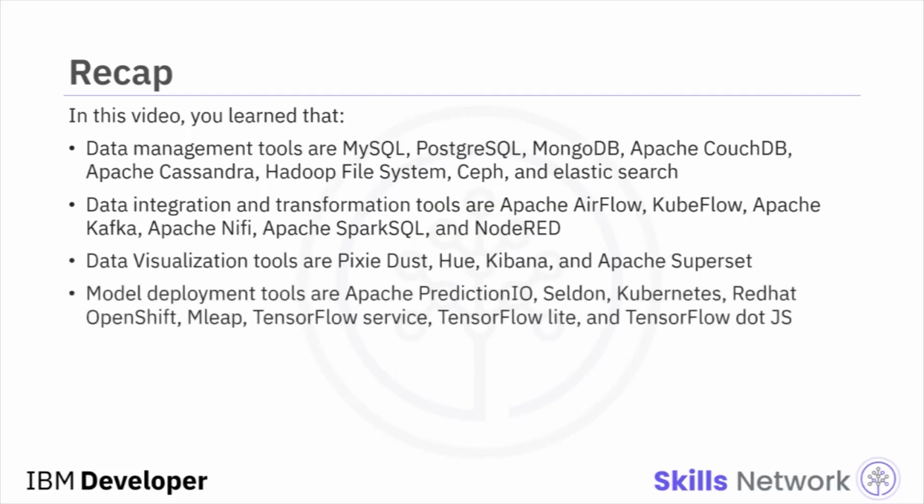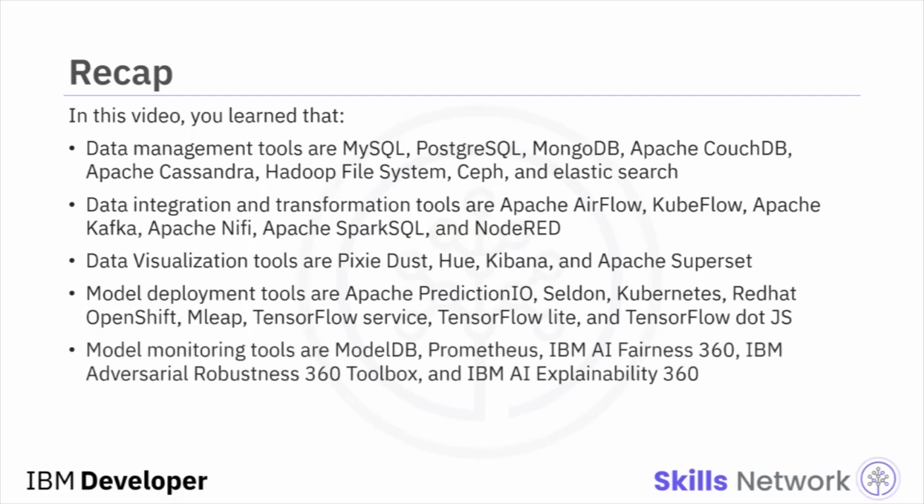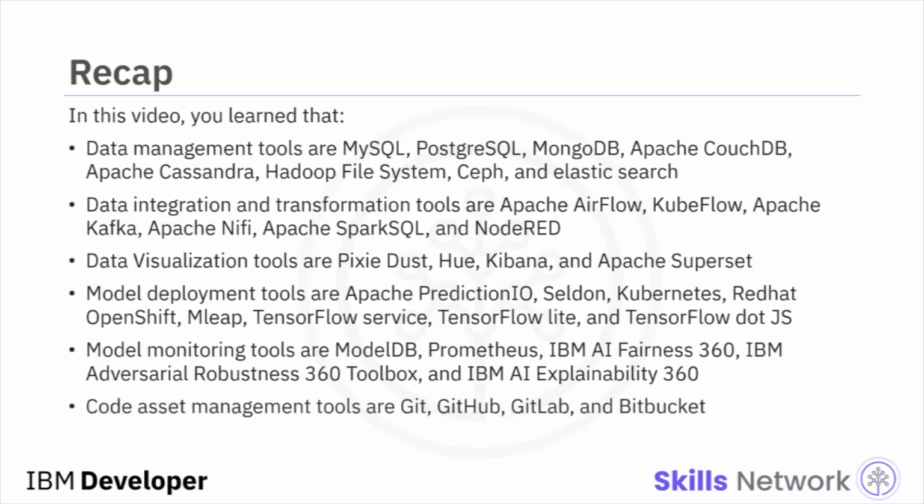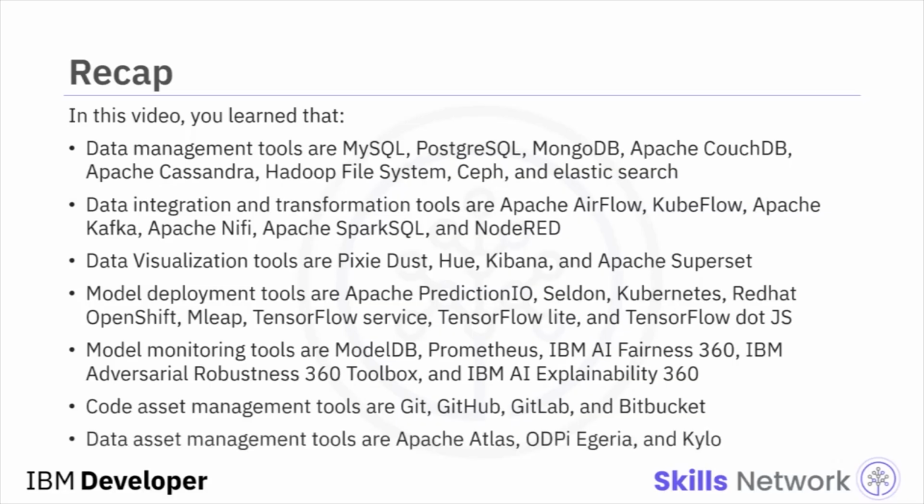Model deployment tools are Apache Prediction I/O, Seldon, Kubernetes, Red Hat OpenShift, MLeap, TensorFlow Serving, TensorFlow Lite, and TensorFlow.js. Model monitoring tools are ModelDB, Prometheus, IBM AI Fairness 360, IBM Adversarial Robustness 360 Toolbox, and IBM AI Explainability 360. Code asset management tools are Git, GitHub, GitLab, and Bitbucket. And finally, data asset management tools are Apache Atlas, ODPi Egeria, and Kylo.